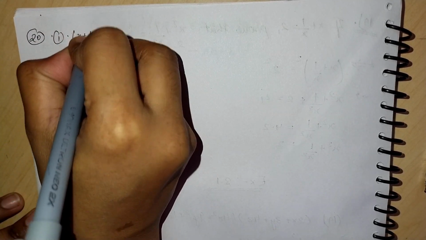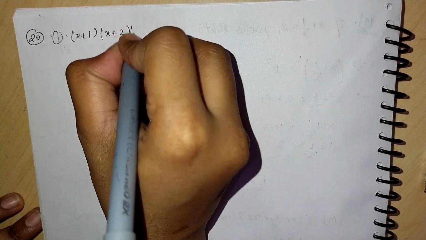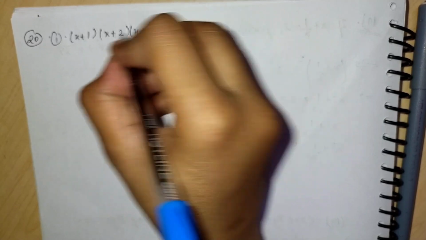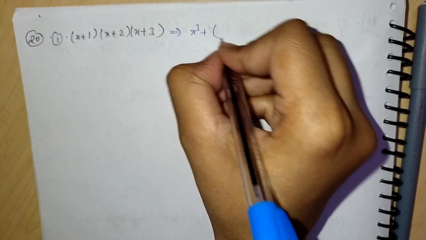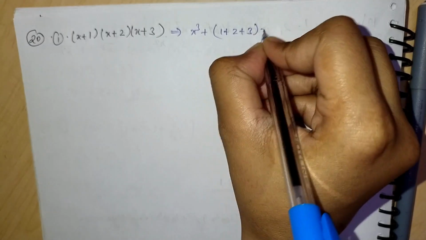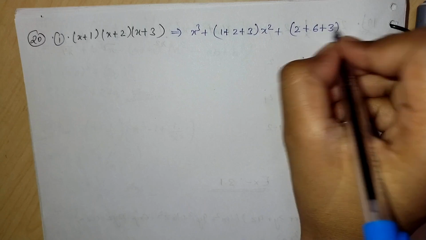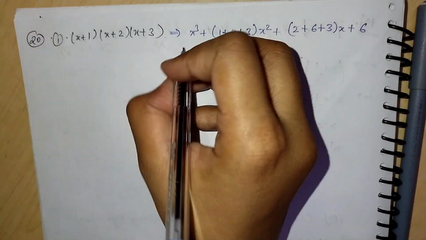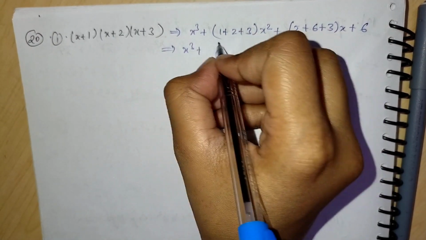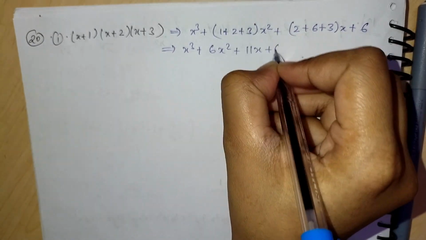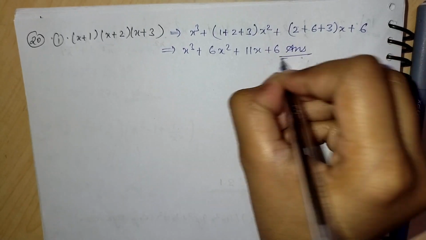Here the 20th question is, find the product of the following. First part is x plus 1, x plus 2, x plus 3. On solving we will get x cube plus (1 plus 2 plus 3) x square plus (2 plus 6 plus 3) x plus 6. So we will get x cube plus 6x square plus 11x plus 6 is the answer here in this question.